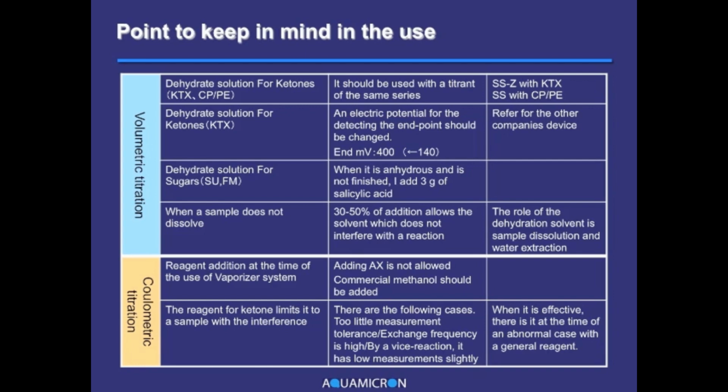Fourth and last, when it is difficult for the sample to dissolve in the dehydrating solvent, you may add another proper solvent that never interferes with the Karl-Fischer reaction, the volume of which is some 30 or 50% of the dehydrating solvent. Such proper solvents are listed under the heading Organic Compounds on page 37 of the technical manual. Some examples are toluene, gamma-butyrolactone, GBL, and isopropanol.